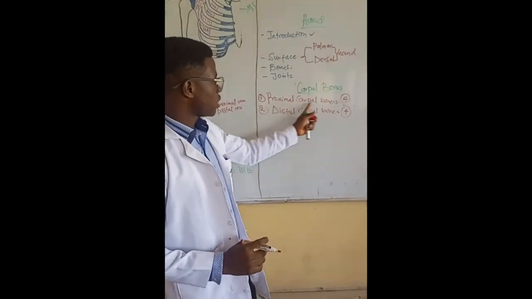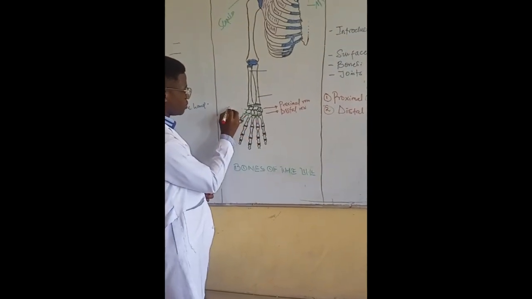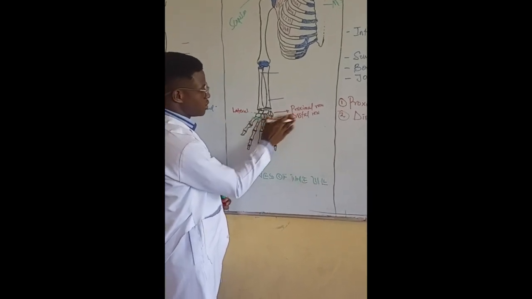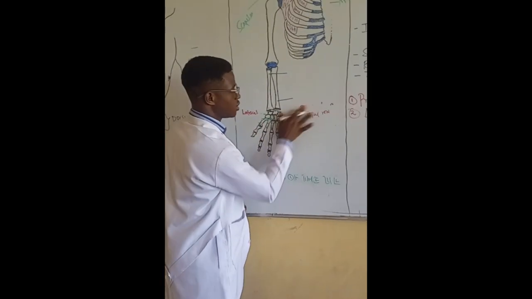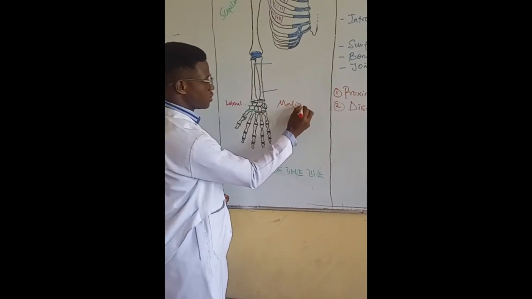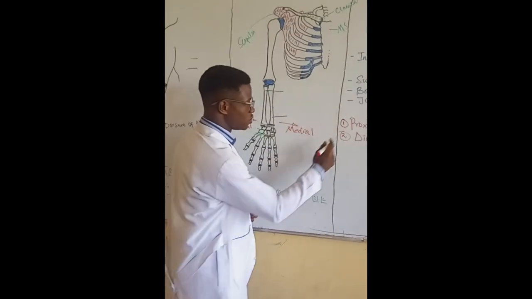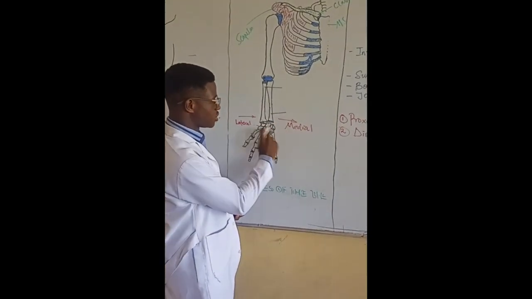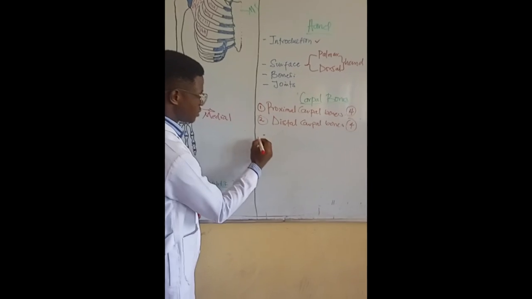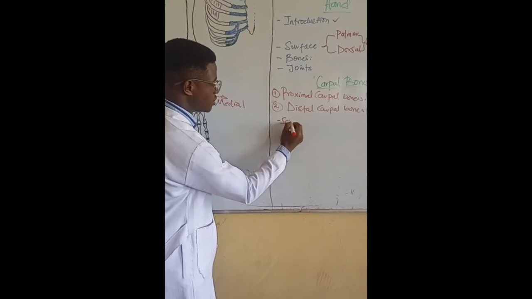From our diagram here, beginning from the lateral side to the medial side, that is from here down to this side, the first bone we will be considering from the proximal row, that is part of the proximal carpal bones, is the scaphoid.